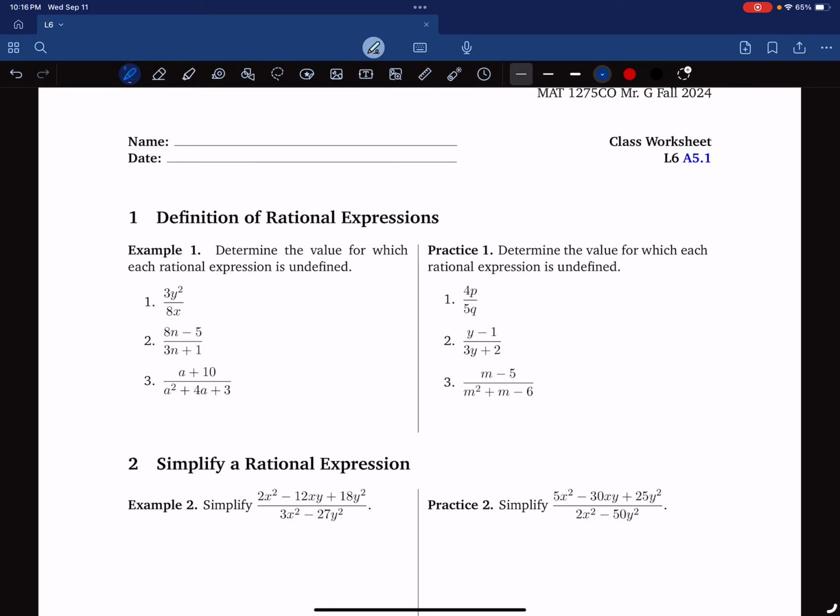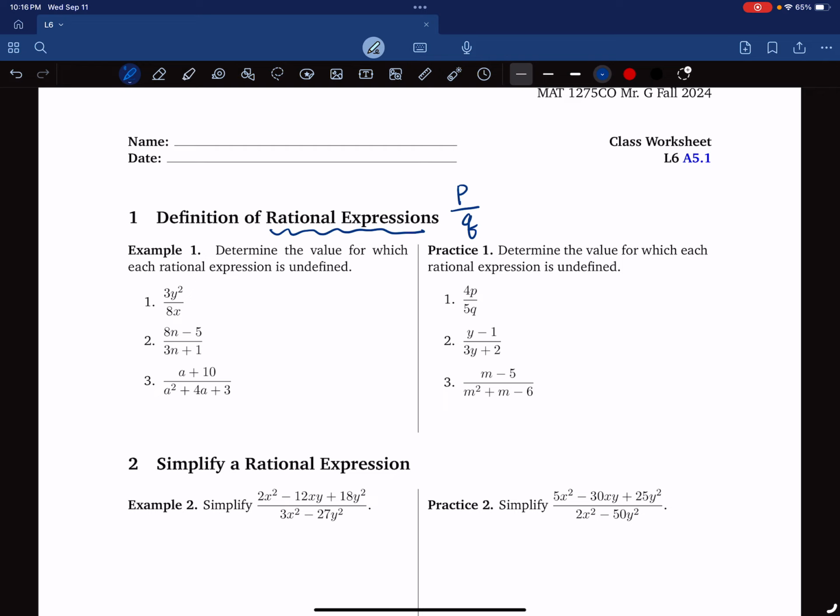Today we're going to talk about rational expressions. Let's define rational expressions. Rational expressions have a general form, P over Q, and P and Q both will be polynomials. And that's the general form of a rational expression. It's essentially just a fraction but with variables.